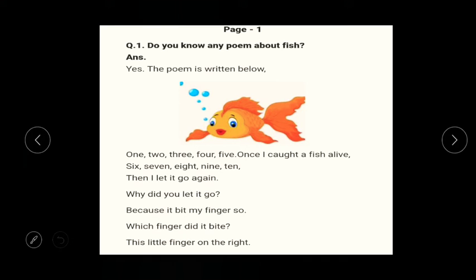I have written this poem. The poem says: 1, 2, 3, 4, 5, once I caught a fish alive. 6, 7, 8, 9, 10, then I let it go again. Why did you let it go? Because it bit my finger so. Which finger did it bite? This little finger on the right. A beautiful poem for a beautiful fish.